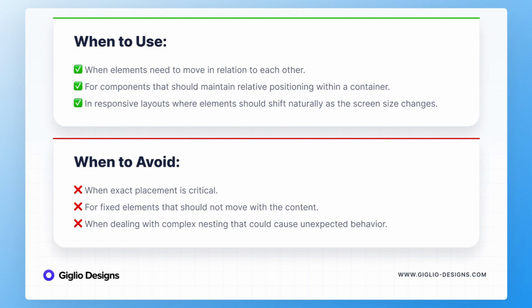Now, there are going to be instances, of course, where we simply want to shy away from relative positioning, and that is, for example, when exact placement is critical. In that case, we might want to opt for absolute positioning or any other options that we have at our disposal. Or even for fixed elements that should not move within the content. And even more when dealing with complex nesting that could cause unexpected behavior.